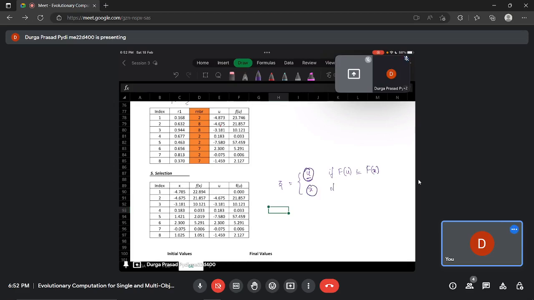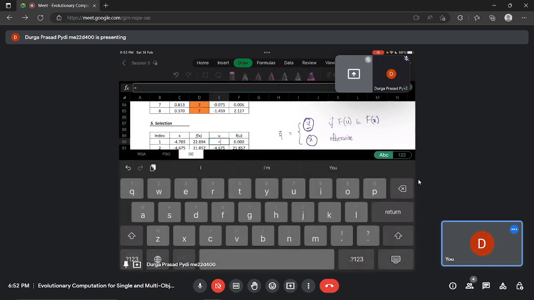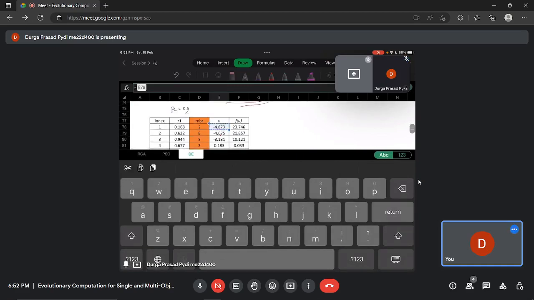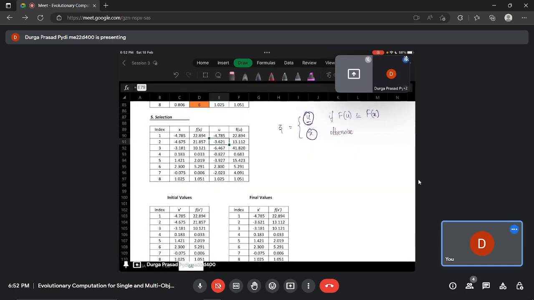So these are my trial vectors. Once I have received the trial vector values, I'll compare all these values with the original vectors. So these are my original vectors and these are my trial vectors. Out of this x and u, how do I go about selection? I choose only the values which have the minimum function value. If you can see here, both the values are equal, so it doesn't matter.